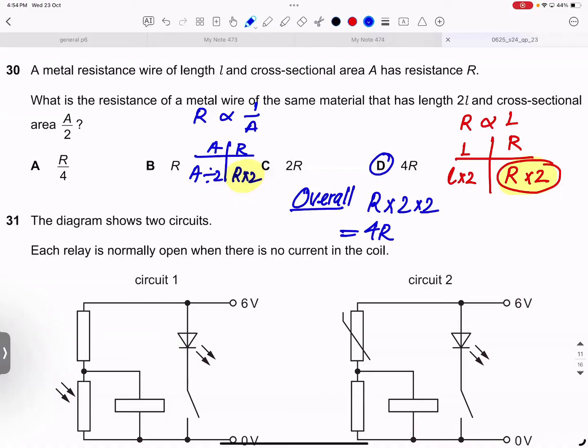If the length is times 2, resistance is also times 2. If the area is divided by 2, since it is inversely proportional, the resistance will be multiplied by 2. So multiply by 2 because of length, multiply by 2 because of area. Overall resistance will be multiplied by 4. Option is D. Question number 31.